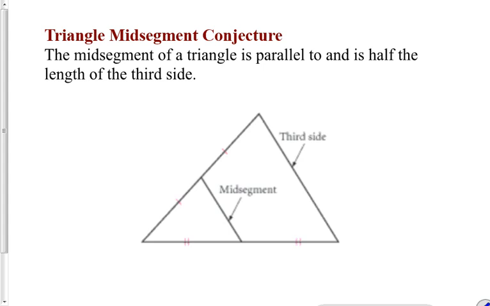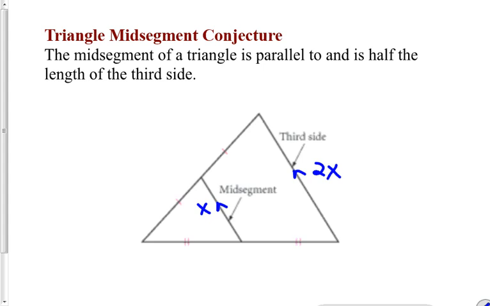So the next conjecture is the triangle midsegment conjecture, and it states that the midsegment of a triangle is parallel to and is half the length of the third side. So in this diagram, we see the midsegment here. We now know that it is parallel to that third side, and it's half the length of the third side. So if I called the length of the midsegment x, then I know the length of this third side would have to be 2x.